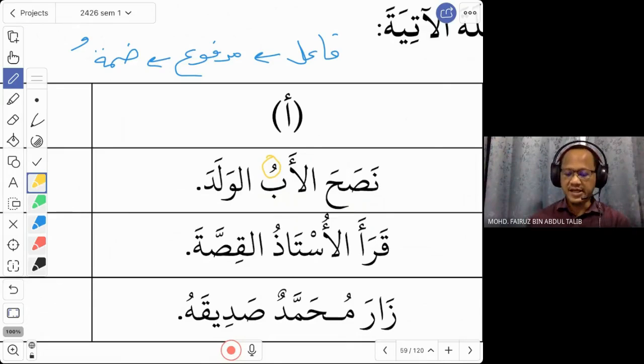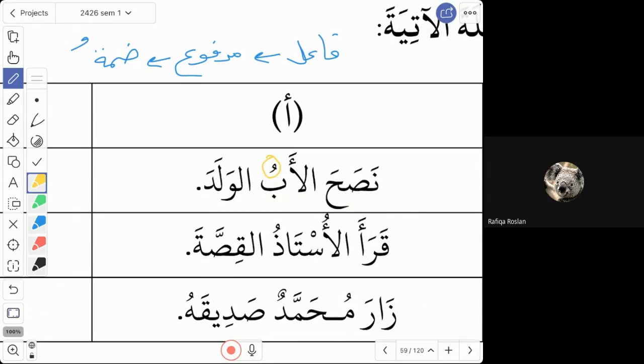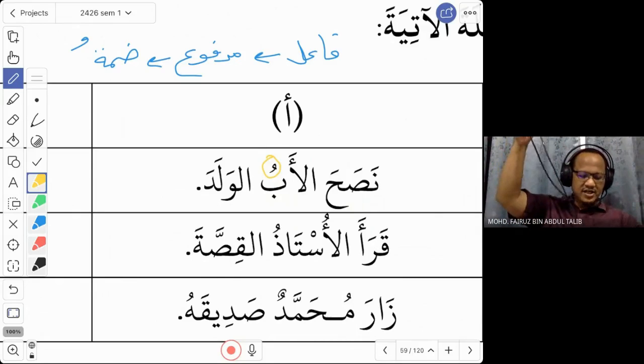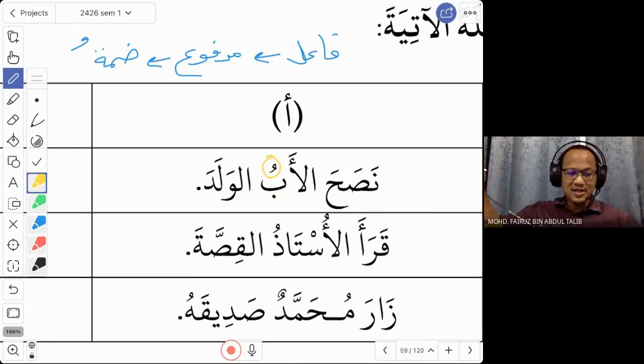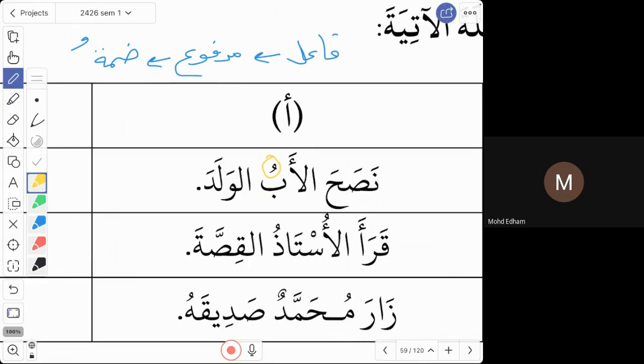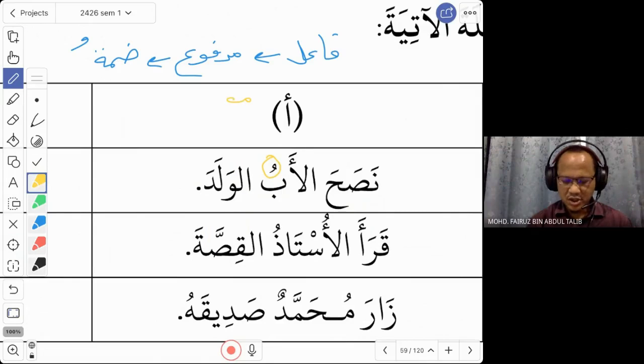The father advised. Who did he advise? Now we want to find the maf'ulun bih, the object. The father advised. Who did he advise? The walad, the son, or the boy. So he advised the boy. This is the object. And what do you call it? The doer is called fa'il and the object is called maf'ul bihi.